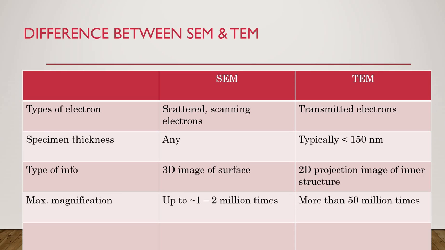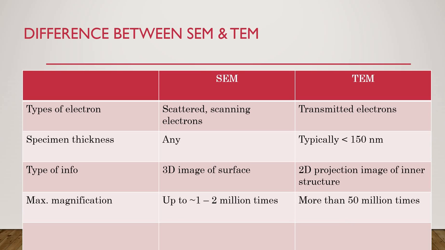Next is the difference between SEM and TEM. Types of electrons observed in SEM are scattered and scanning electrons, while in TEM there are transmitted electrons. Specimen thickness for SEM is any, while in TEM the specimen thickness is typically less than 150 nanometers. Type of information obtained by SEM is a 3D image of the surface, while in TEM it is a 2D projection image of the inner structure. The maximum magnification of SEM is approximately 1 to 2 million times, while in TEM it is more than 50 million times.